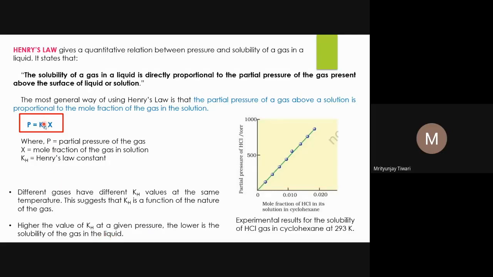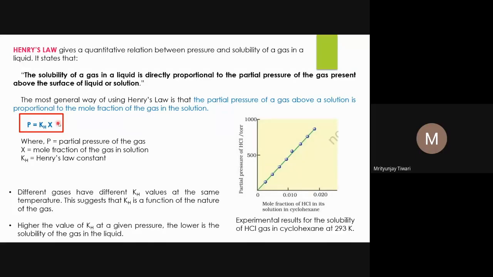So if I say kh will be equal to P by X, kh is P by X. For a given case, you consider two gases and keep the partial pressure of those gases constant in two different experiments, and you get the kh value for one gas is high and one gas is less. This is from the slope. Then what does it mean? The kh value is high.